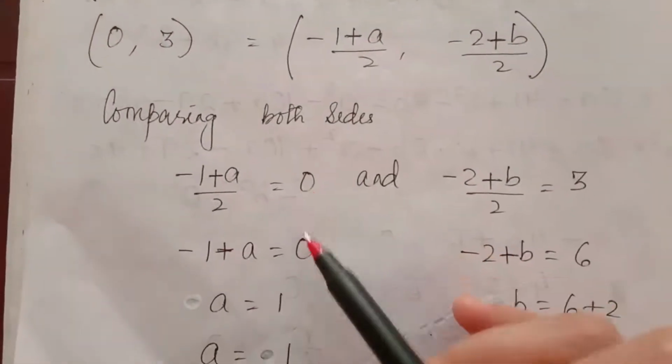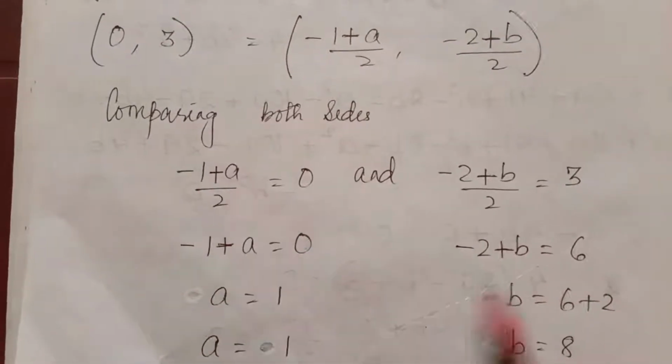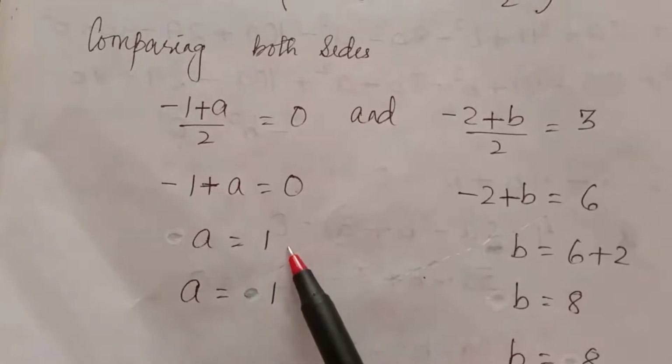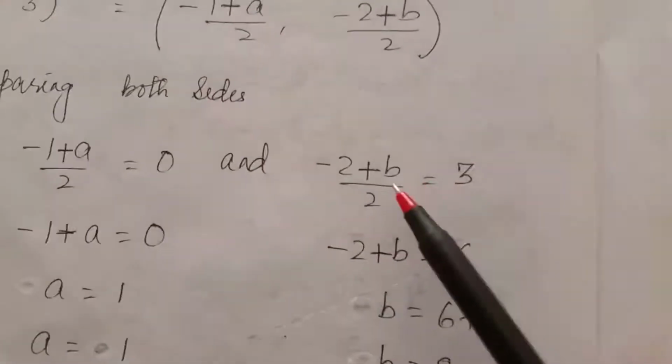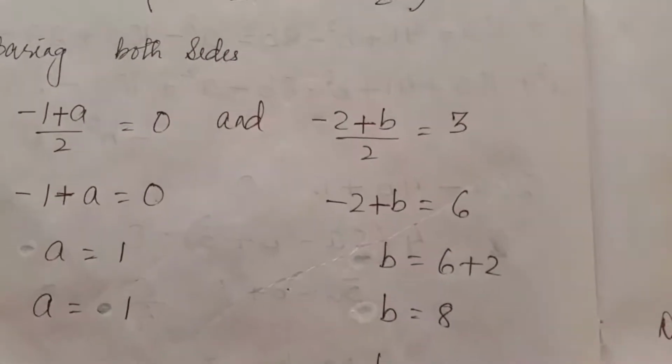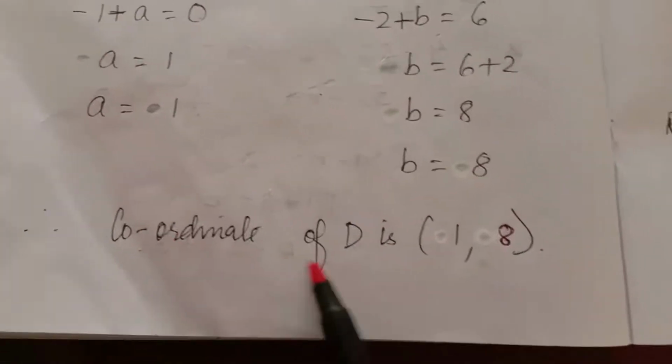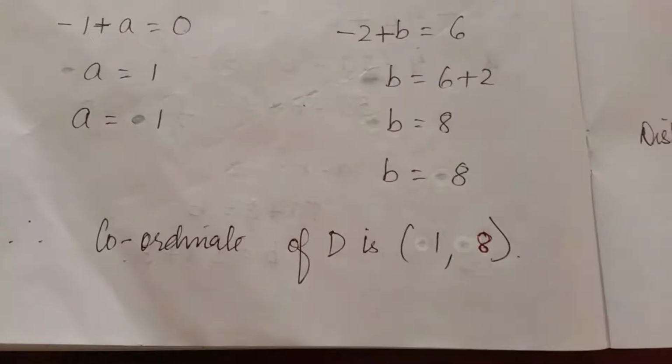Then 2 into 0 is 0, so minus 1 plus a is equal to 0. So a is equal to minus 1 becoming plus 1. So a is 1. Here 2 threes are 6, so b is equal to 6 plus 2, which is 8. So the coordinate of D is (1, 8).